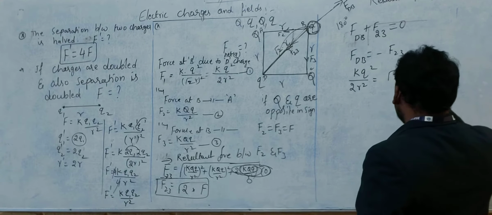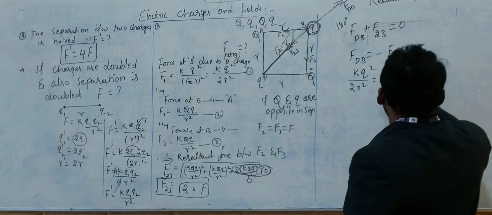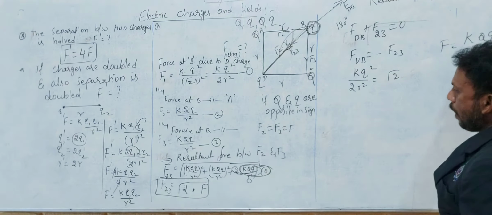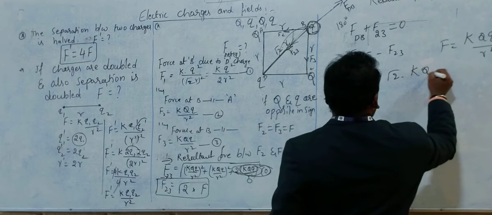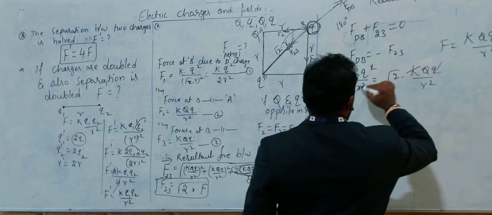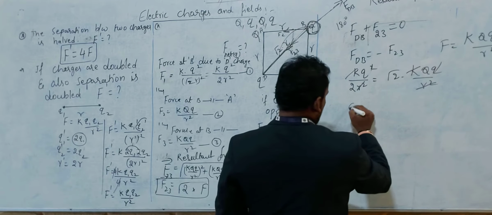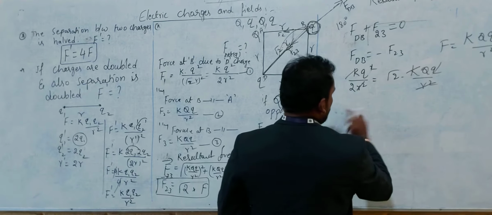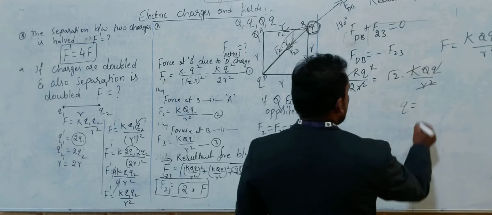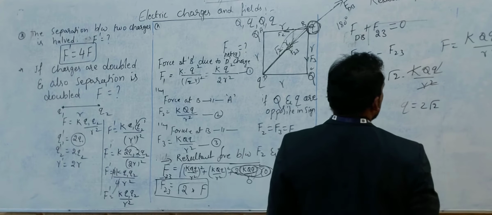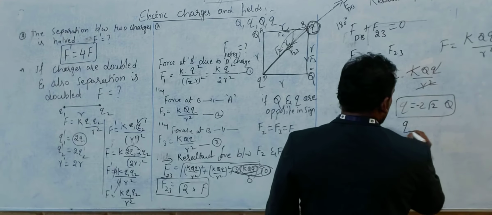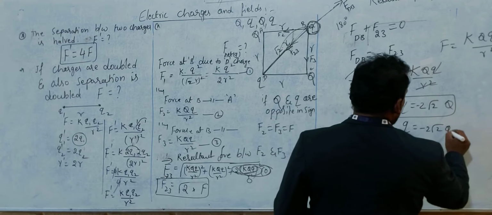2 root 2 into f. F is equal to k q square divided by k. F is equal to k capital Q small q divided by r square. Therefore, k capital Q small q divided by r square. Small q cancels, k cancels, r square cancels. Remaining terms: q is equal to 2 root 2 into capital Q. Capital Q is equal to minus 2 root 2 into capital Q.